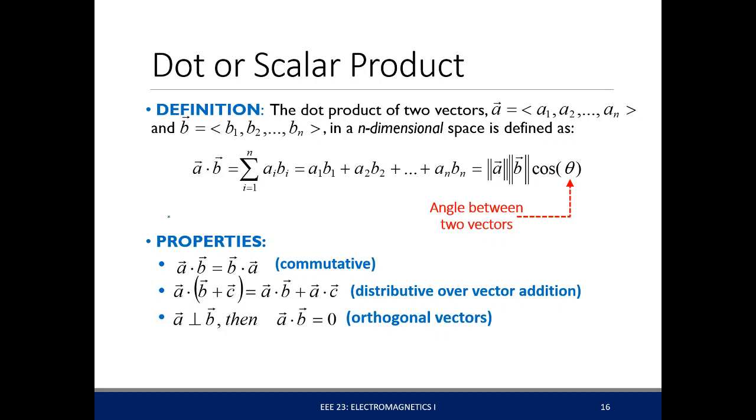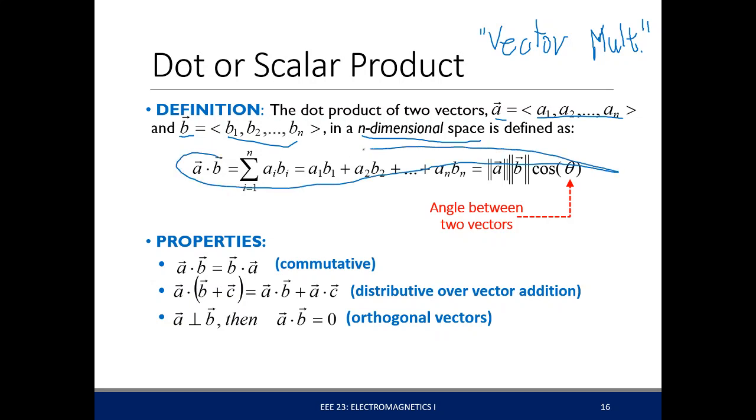Let's now move on to, some could say, vector multiplication. So let me just try to write that. So vector multiplication, let's put it in quotes. One way to multiply vectors is using the dot or scalar product. By definition, for an n-dimensional space, the dot product of two vectors, A and B, which are defined by their n components, is this formula right here.